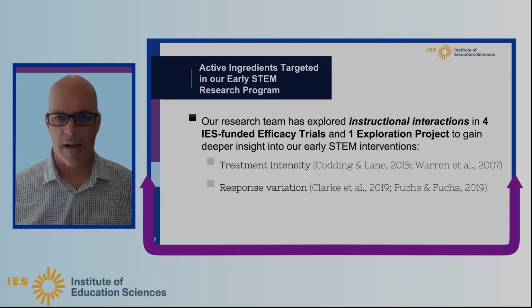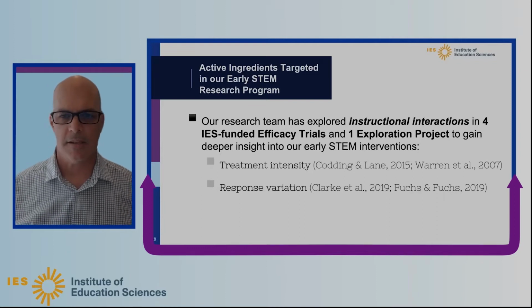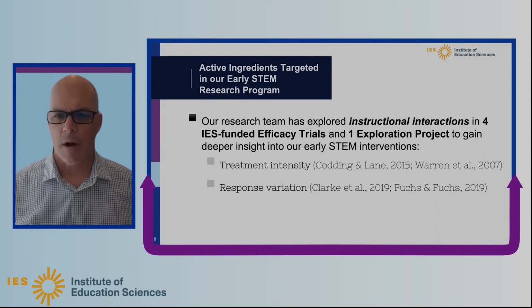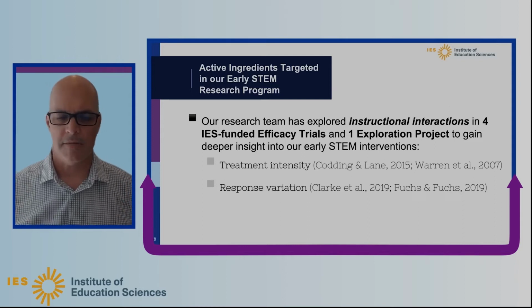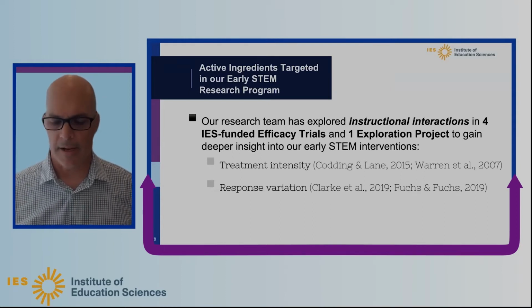So our work around active ingredients within a program of STEM research really is focused on instructional interactions. And we've done this work across various IES-funded efficacy trials, as well as a previous exploration project, just to gain deeper insight into our early STEM interventions and looking at really two different constructs. One, trying to unpack treatment intensity to really develop the most intensive interventions possible for at-risk learners, and also get a grasp of response variation, why particular students respond better than others.